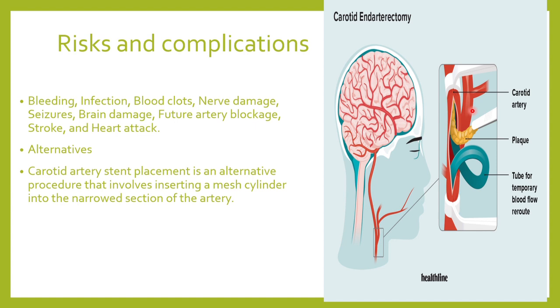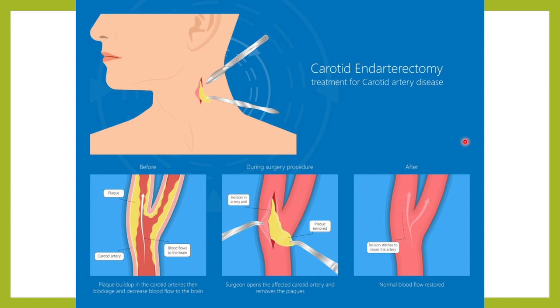So sometimes this patient can have bleeding, infection, blood clot, nerve damage, etc. So carotid artery stent placement is an alternative procedure that involves placing of this mesh cylinder into the narrow section of the artery. So this is again the carotid endarterectomy. So here you can see this is removed, incision is made and it is removed, and here it is stitched.